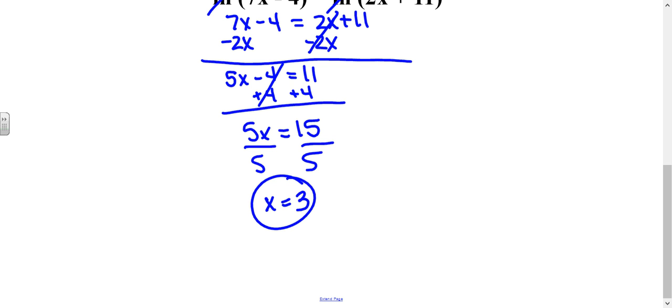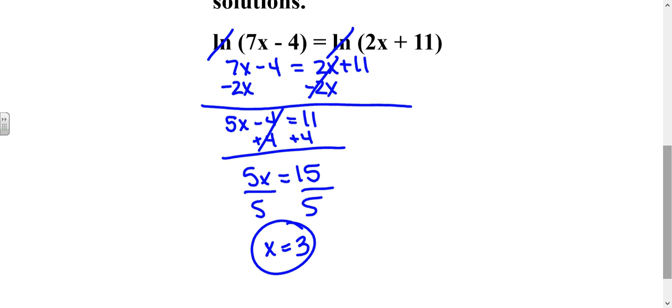So we need to go back and check our solution, make sure it's not extraneous. So 7 times 3 is 21, minus 4 would be 17. 2 times 3 would be 6, plus 11 would also be 17. So we have natural log of 17 equals natural log of 17. So it's the same thing.